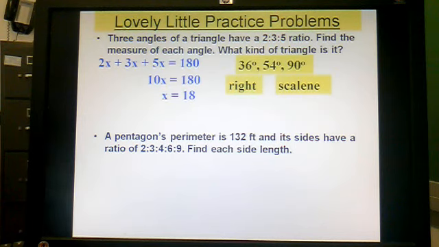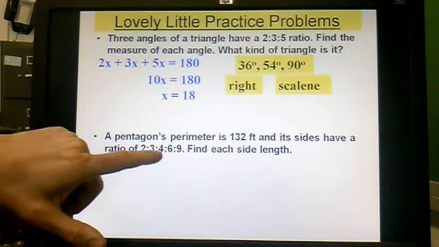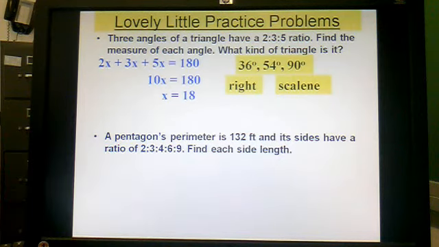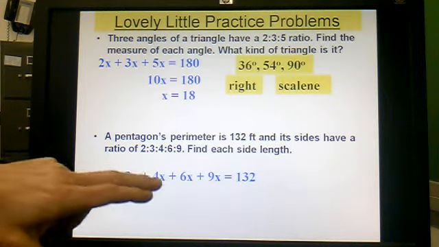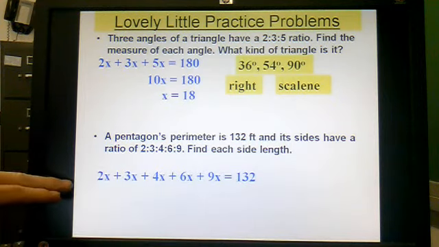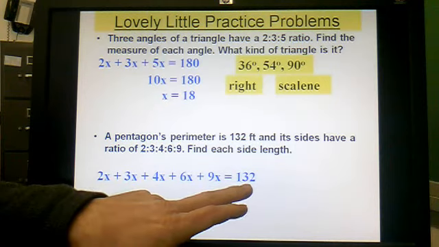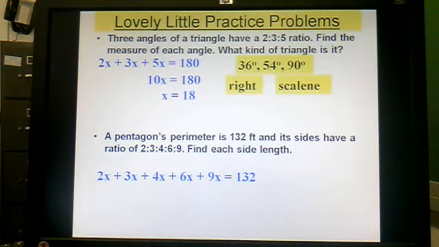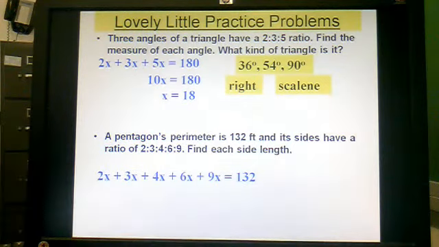Try the second one if you haven't already done it. It's a perimeter question. Similar setup here. It's an extended ratio, 2 to 3 to 4 to 6 to 9. In other words, those 5 side lengths could be set up in an equation, 2x to 3x to 4x to 6x to 9x. They have to add up to 132 feet in this case because it's a perimeter that's given. And certainly, hopefully, you can all solve that if you want to pause and try it on your own and then plug it back in to find each side length. That's the last part of that.